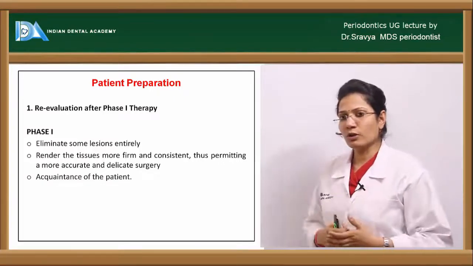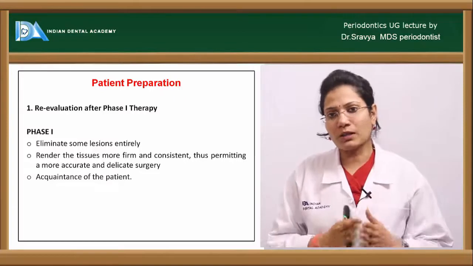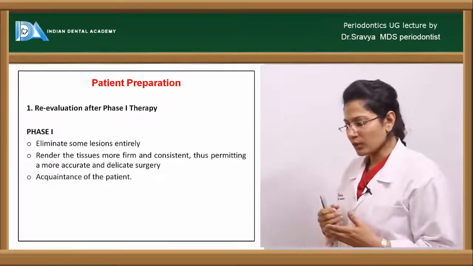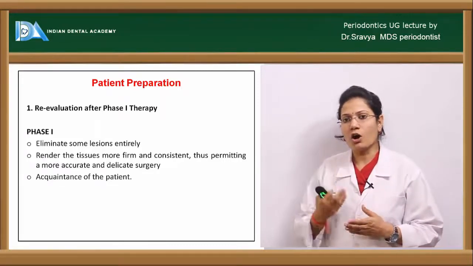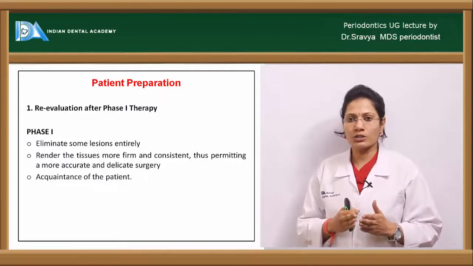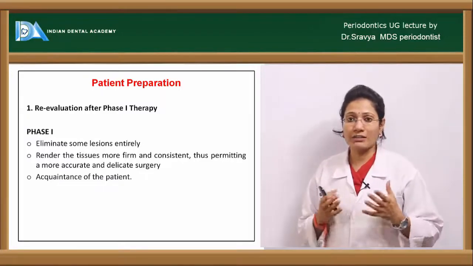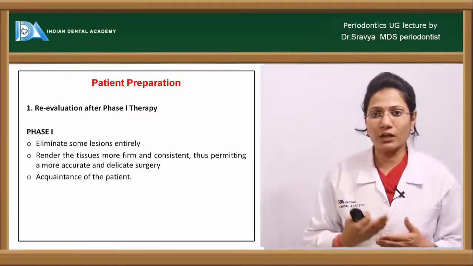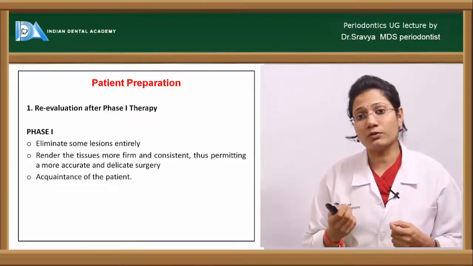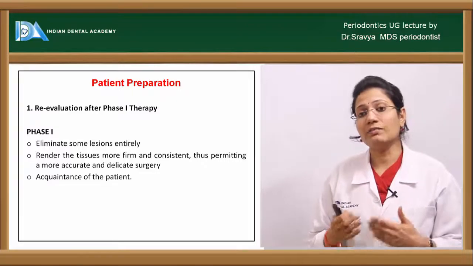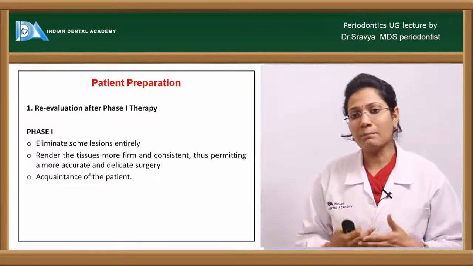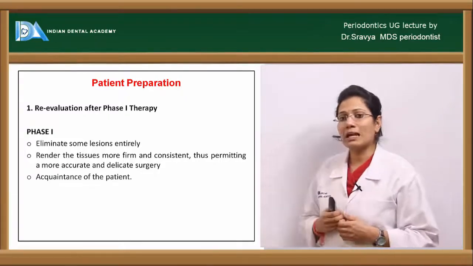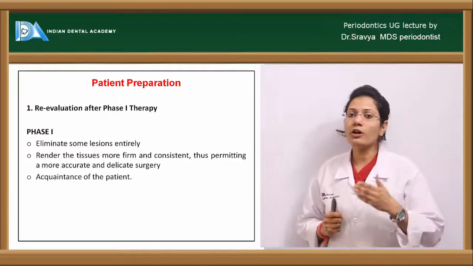Now once you do your phase one therapy, you're going to attain an environment which is inflammation free. So before you can perform any surgical procedure on your gingival tissues, you should make sure that all the tissues are firm and healthy, and they are not inflamed and they are not bleeding. Because if the tissues are inflamed, by just giving an incision, it's going to be very difficult to get a sharp knife margin, and then handling of the tissues is going to be a lot of problem. And then visibility and accessibility again is going to be hampered by the lot of blood that is going to come out from an inflamed tissue. That's why you need to eliminate all the lesions as early as possible during your phase one therapy.